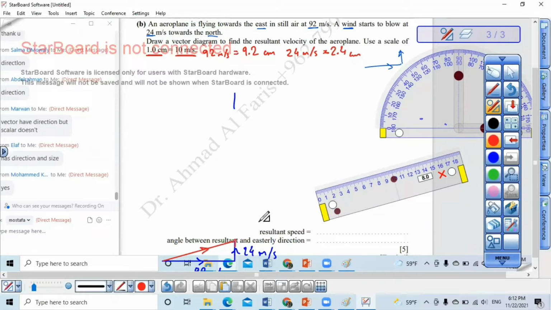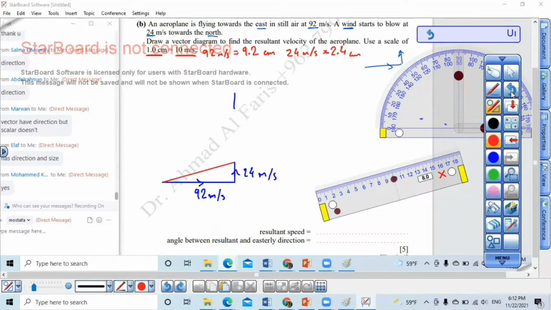But my last answer, if I draw it here, okay. My last answer will be 95. If I measure it, it will be 9.5.